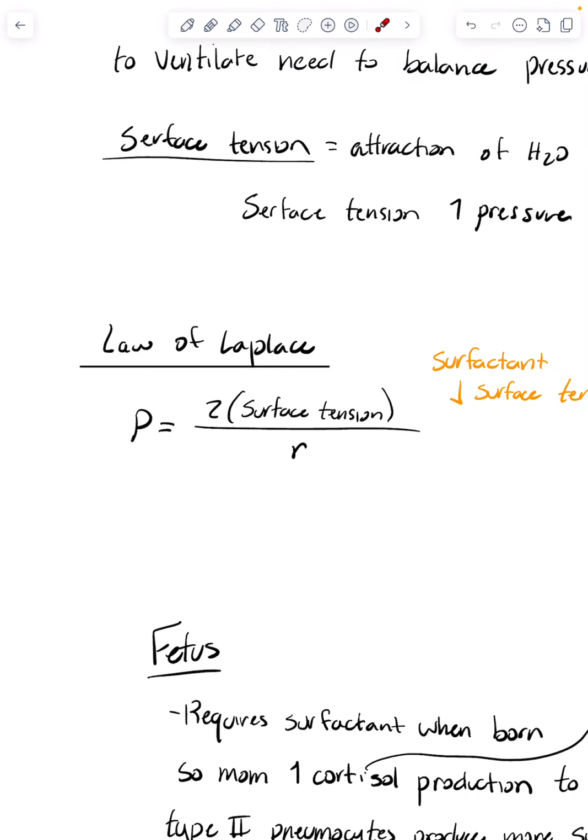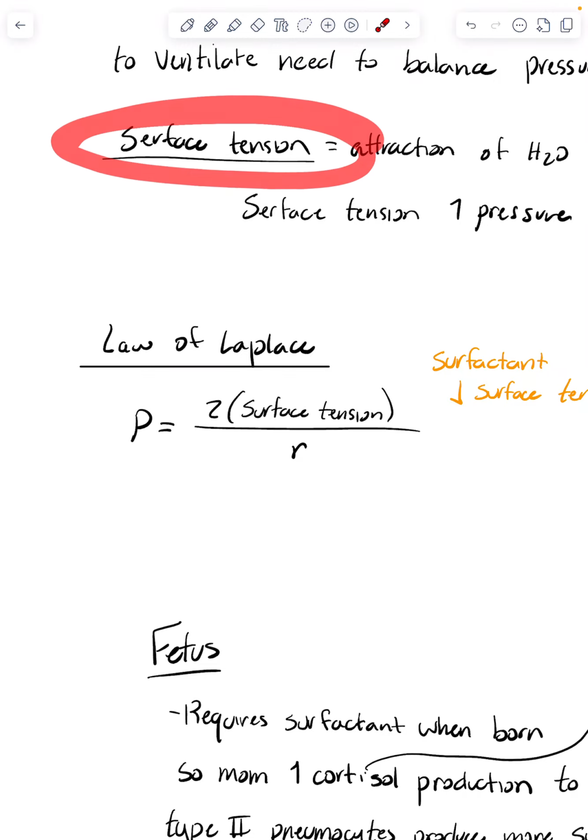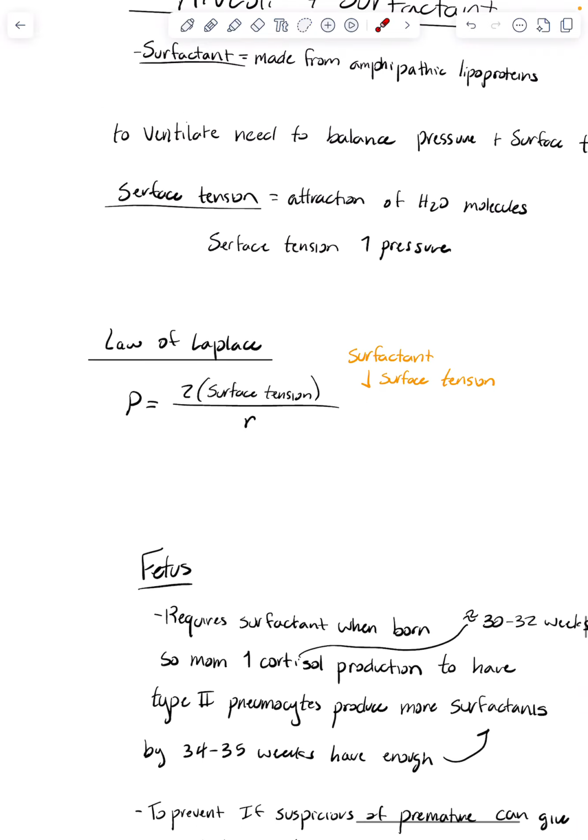So surface tension is what we were talking about with surfactant. As we increase surfactant, surface tension decreases, which would decrease this. One of the biggest factors, and this is pressure, by the way, is radius. Radius is a huge factor.